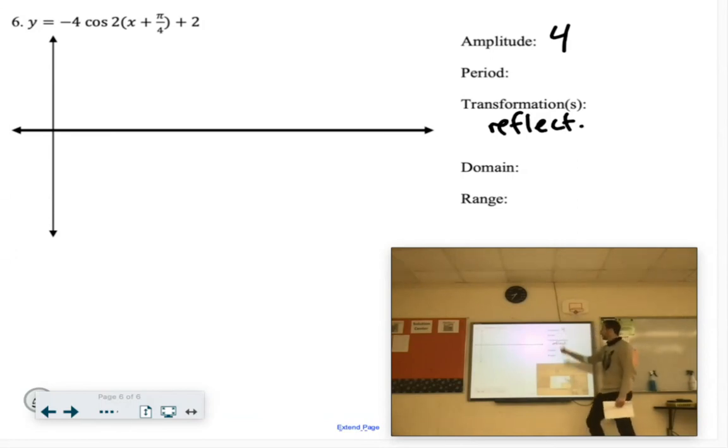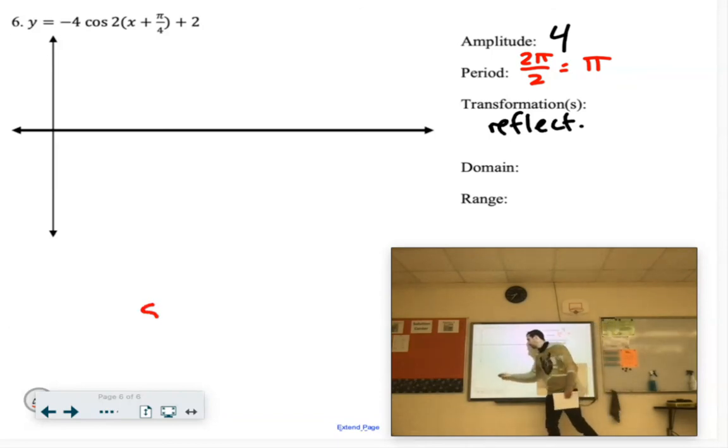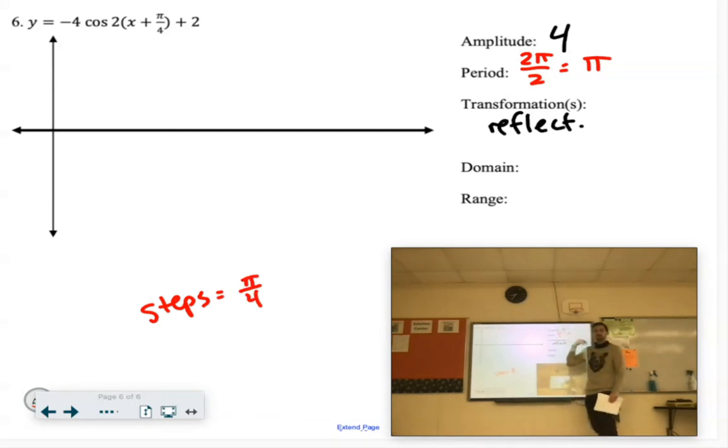The 2 affects our period. This period is 2 pi divided by b, and 2 pi divided by 2 is just pi. So this is going to repeat at pi. Now, if we're thinking about our steps, we just need to divide that by 4. So we're going to mark off every quarter pi. What else we got? We got the plus pi over 4. That shifts it left pi over 4. And we have the plus 2, which shifts it up 2. So our center line is going to be at positive 2.